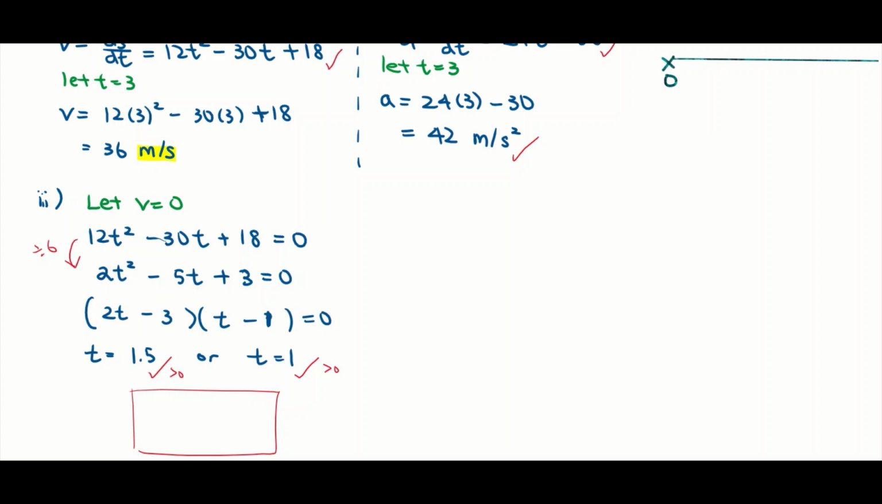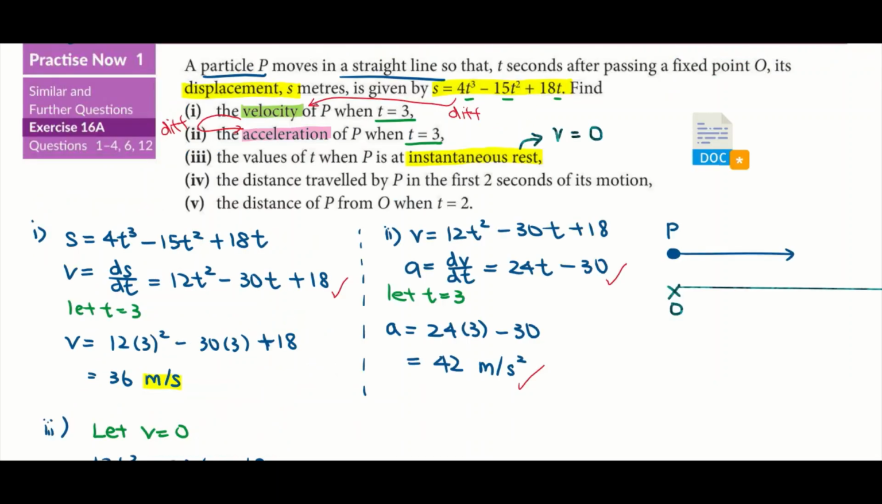But just to emphasize that when I have instantaneous rest, the particle can change direction. So I need to take note that these two time values can allow the particle to change its direction. So if we move on to part 4, they want to find the distance traveled by P in the first 2 seconds of its motion. I need to be careful. I need to write down a few timings.